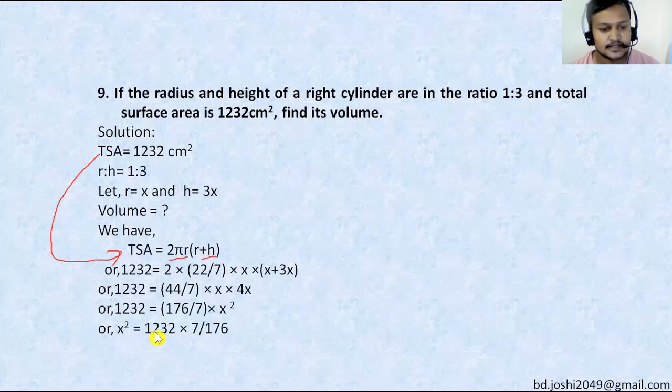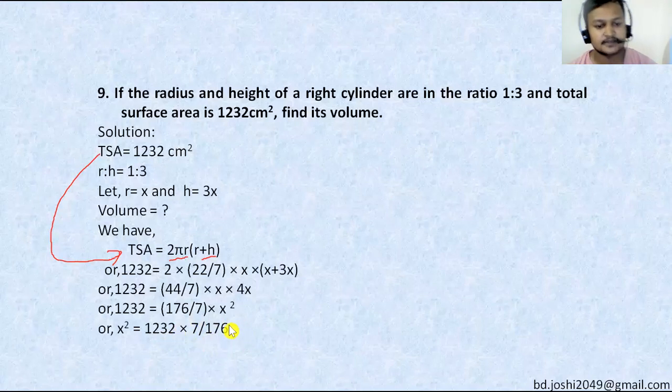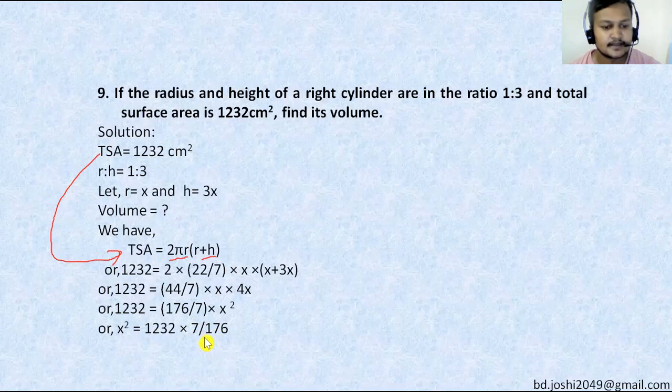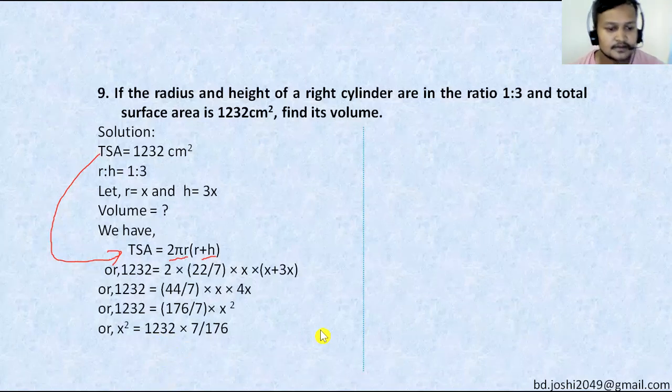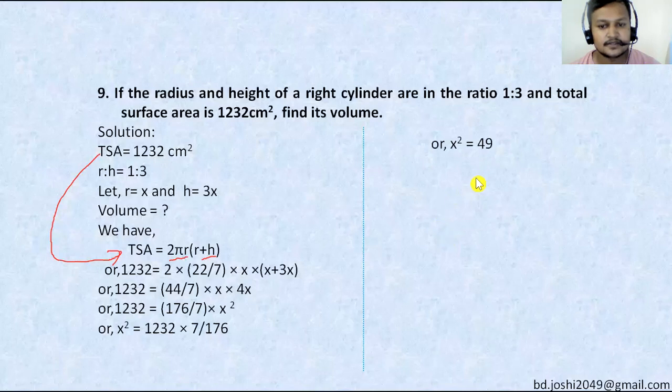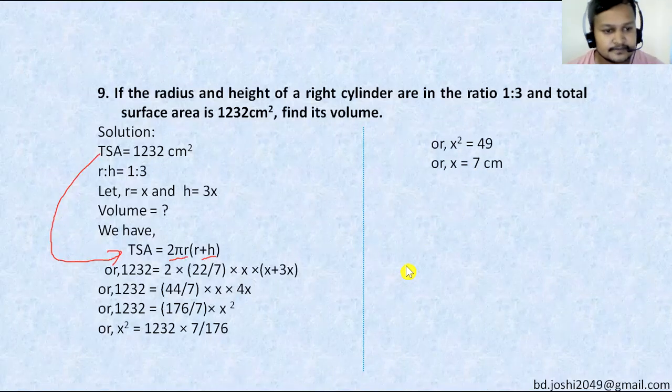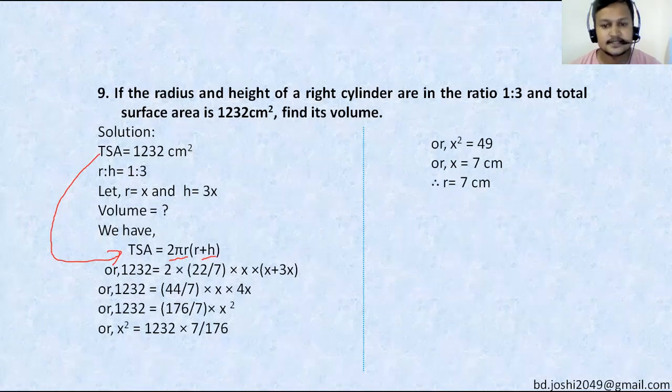It becomes 1232 into 7 by 176. While taking to the other side in division, we have to take its reciprocal. Get its final value 49. So x square is equal to 49. X is equal to 7 centimeter. That means radius is equal to 7 centimeter.